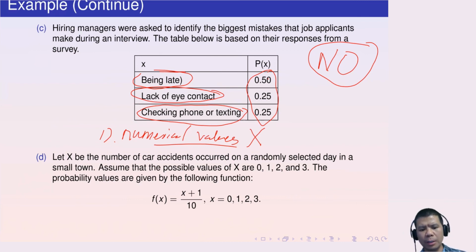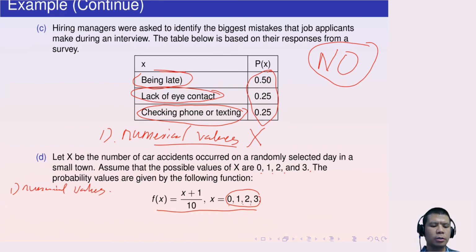D. Let X be the number of car accidents occurred in a randomly selected day in a small town. Assuming the possible values of X are 0, 1, 2, 3, the probability values are given in the following function. The possible values are 0, 1, 2, 3, so they are numerical values of X. They're all between 0 and 1, right?